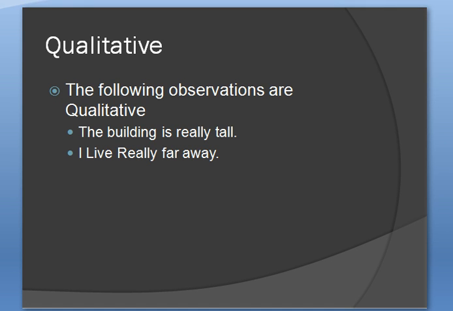Qualitative numbers are given. Here are some observations that are qualitative. The building is really tall. I live really far away. These are things that aren't using specific set distances, but not numbers.